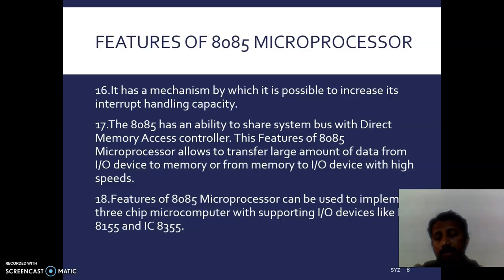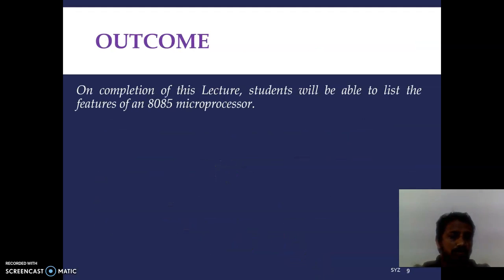Another feature is that 8085 is implemented as a 3-chip computer with supporting I/O devices like the ICs 8155 and 8355. These are the features of this microprocessor.